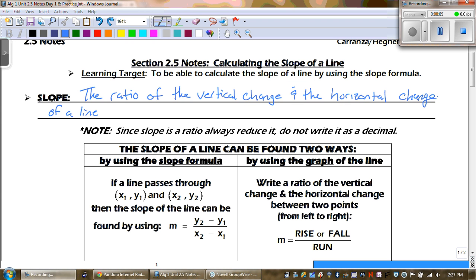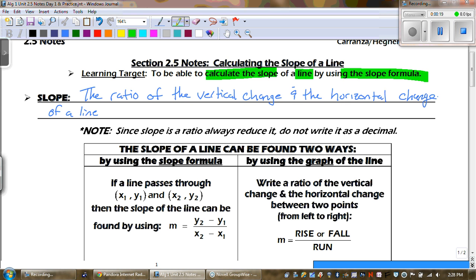Today we're talking about calculating the slope of a line. Our learning target today is to be able to calculate the slope of a line by using the slope formula. Now slope is the ratio of the vertical change and the horizontal change of a line. So it's the vertical change over the horizontal change of a line. And something to remember is that what we're trying to find is the rate of change.